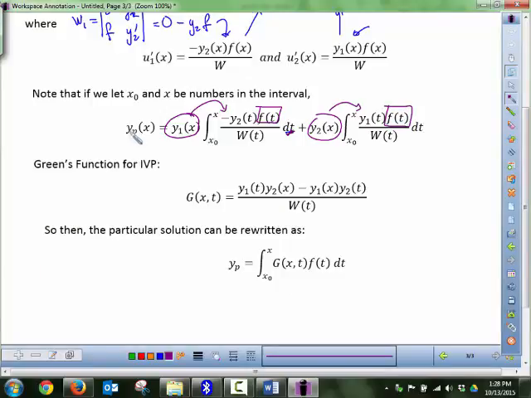So this y sub p, instead of writing it as a couple of integrals, or even worse, instead of writing it as y1, u1, y2, u2, and then figure out what your y's and u's are, we can write this more compactly, and then really all you have is Green's function times f of t, whatever your f of t is. Okay? So our task is now to write it like that.